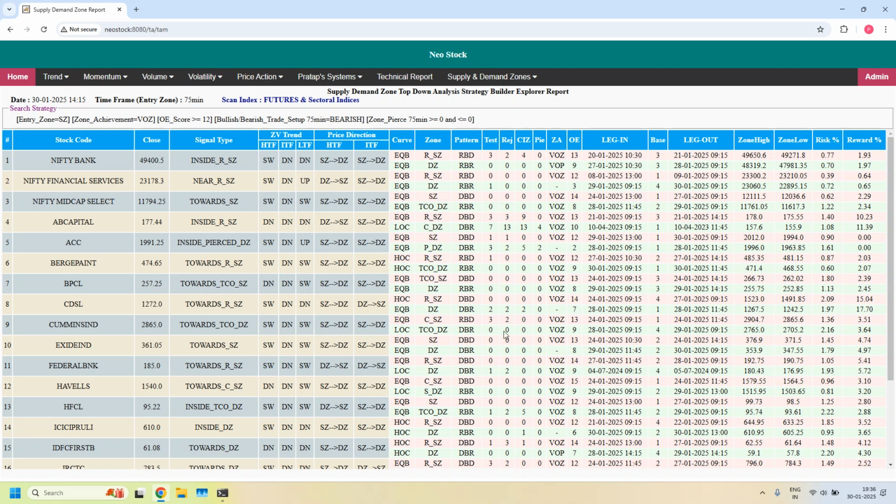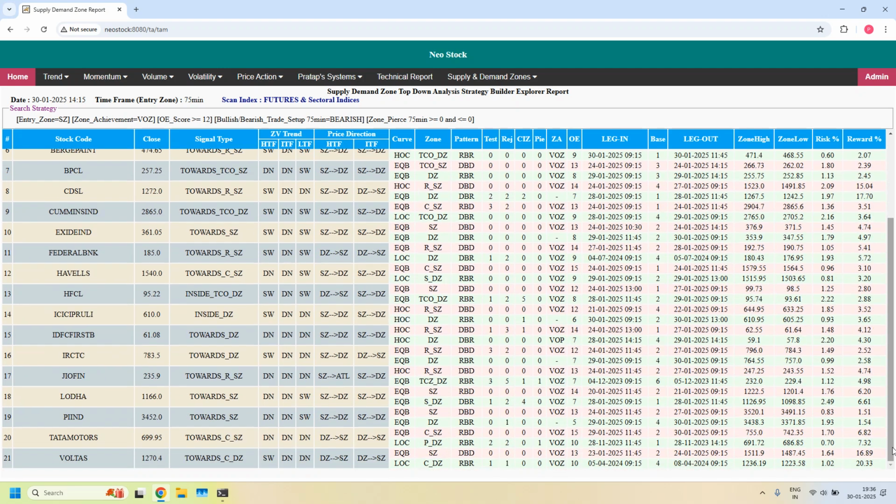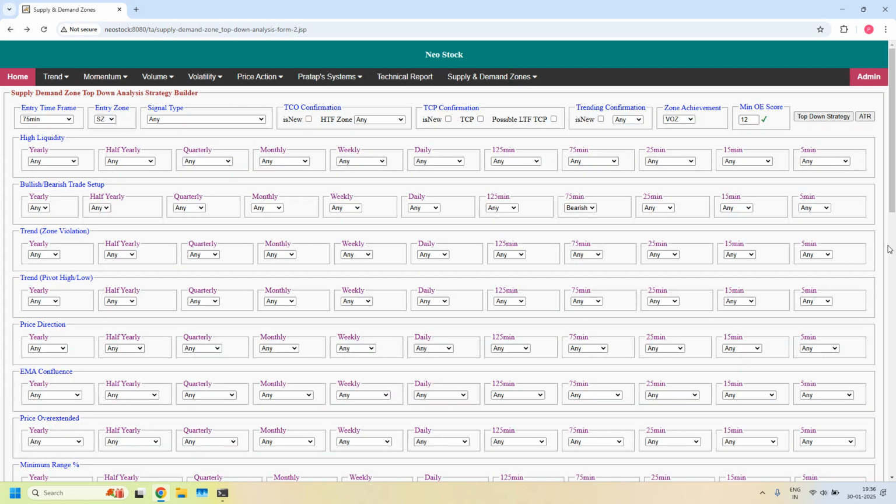So, first 15 stocks in the list. I'm scrolling the list down to get the remaining stocks. So total 21 stocks. Out of these 21, how many are supporting ITF supply zone confluence? That is 75 minutes and daily supply zone confluence.